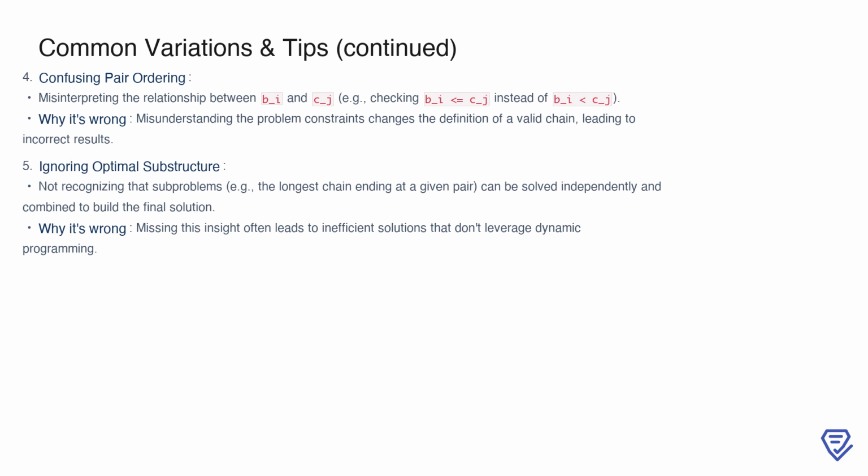Additionally, ignoring the optimal substructure of the problem is a critical error. In problems like these, smaller subproblems, like finding the longest chain ending at a given pair, can be solved independently and then combined to form the overall solution. Recognizing this property is key to efficiently applying dynamic programming. Without this insight, solutions often become inefficient and fail to leverage the problem's inherent structure.